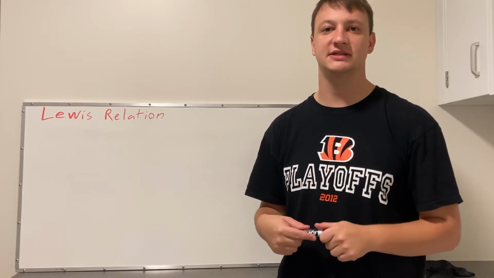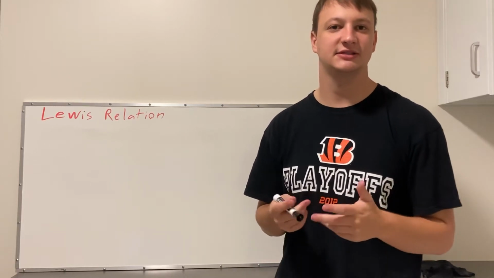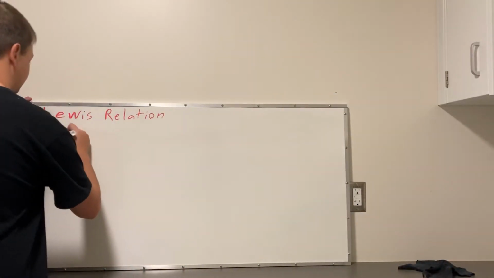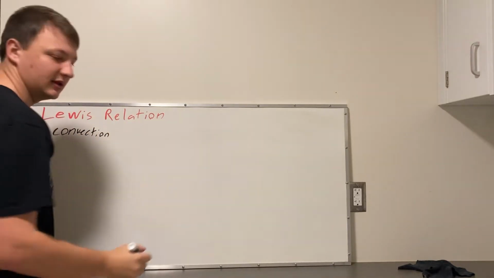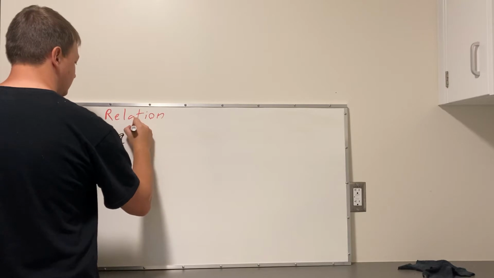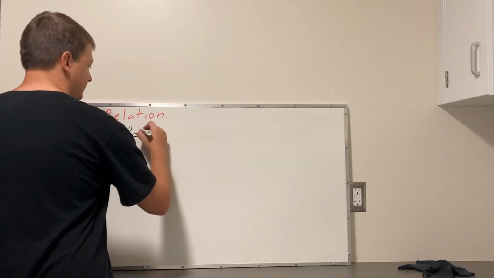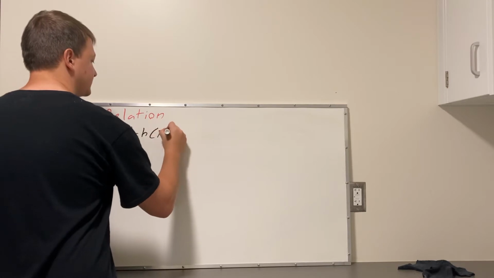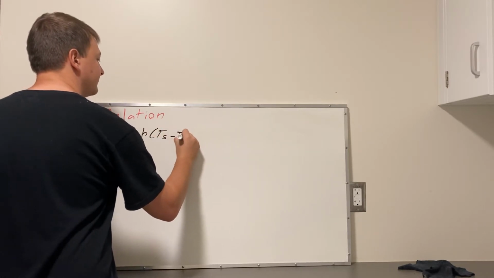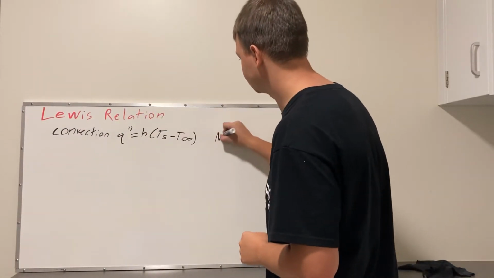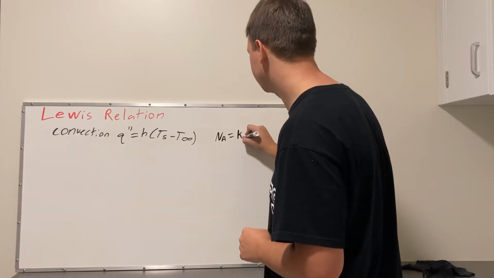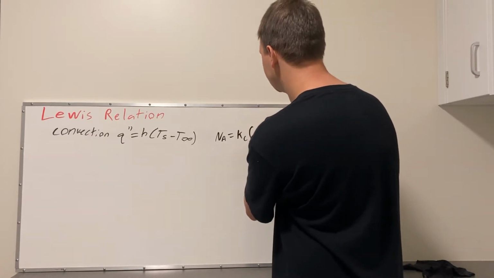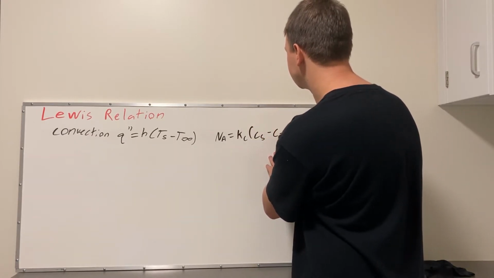For the Lewis relationship, we're going to have to look at convection and conductivity. For convection, we have the heat transfer, which is equal to the heat transfer coefficient times the temperature of the surface minus the temperature of the environment. And we also have the mass transfer, which is the mass transfer coefficient times the concentration of the surface minus the concentration of the environment.